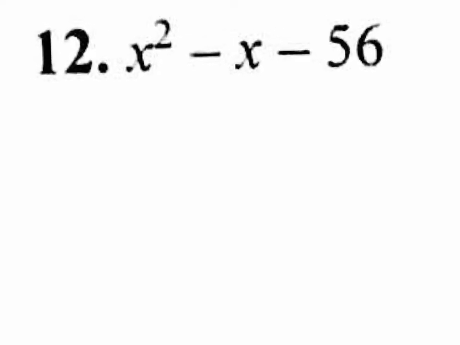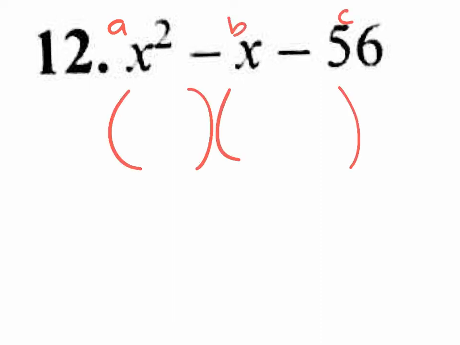Super easy. Why is that? Because the a value is 1. Okay. If the a value is 1, you could jump right into your factored form format, x and x. Why? Because x times x is that first x squared term. Now, after that, you make a list. You think what times what is negative 56, the c value, that if you combine together gives you a negative 1, which is the b value. So does anybody see it right off the bat? What times what is negative 56 that if you add together is negative 1? 8 times 7. 8 times 7, but which one's positive, which one's negative?